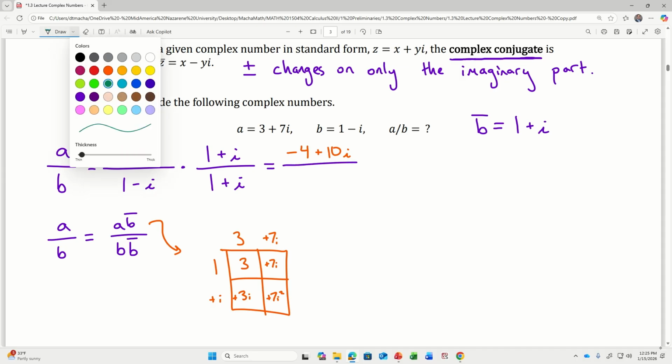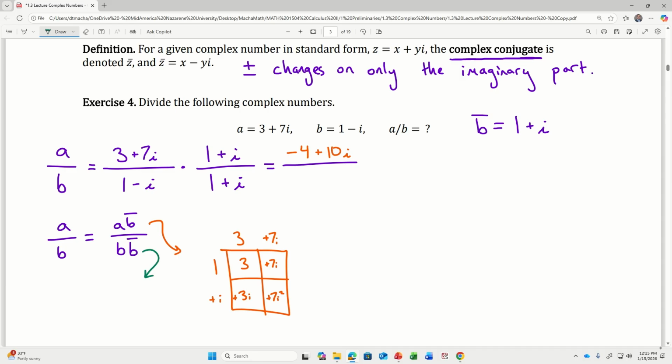And then for the denominator, I get 1 minus i times 1 plus i, which is 1, negative i, positive i, negative i squared. So it's 1 plus 1 is 2.